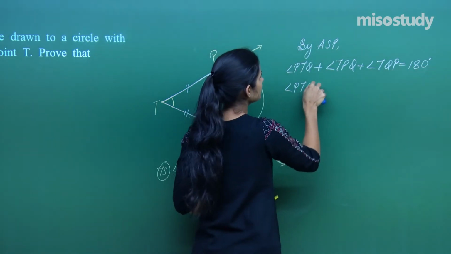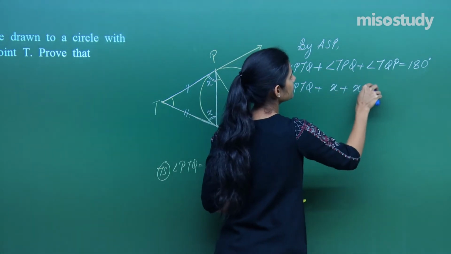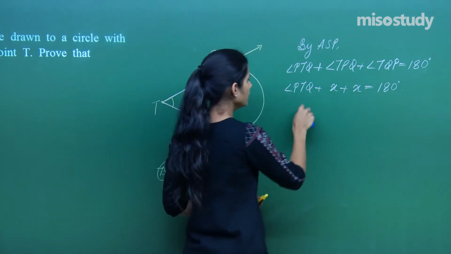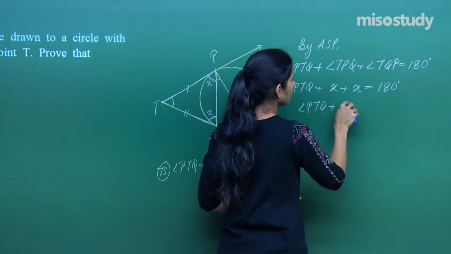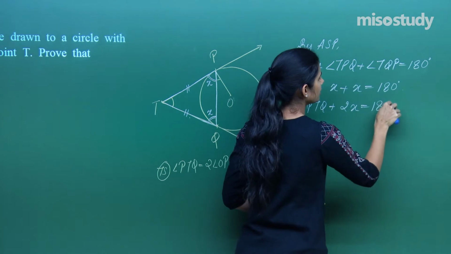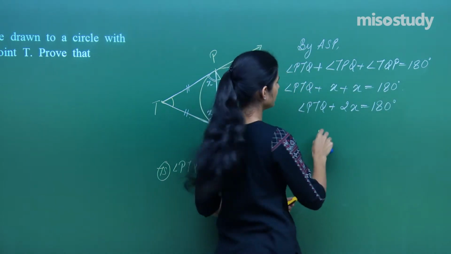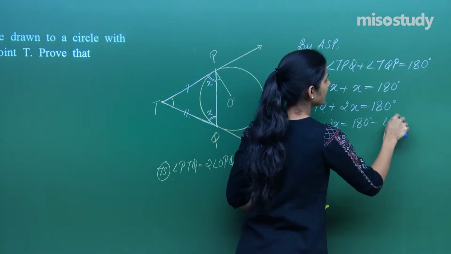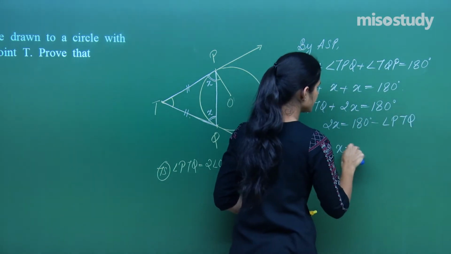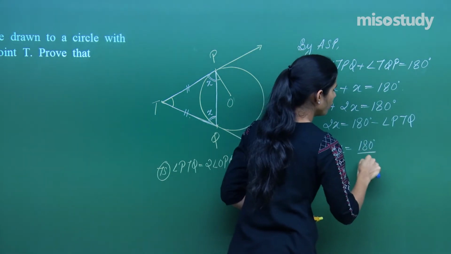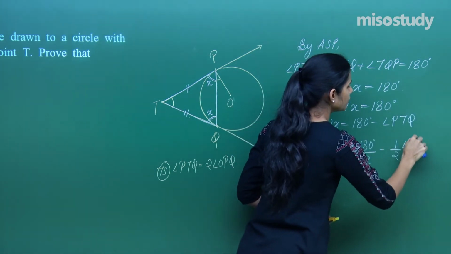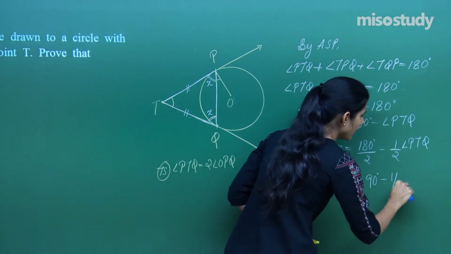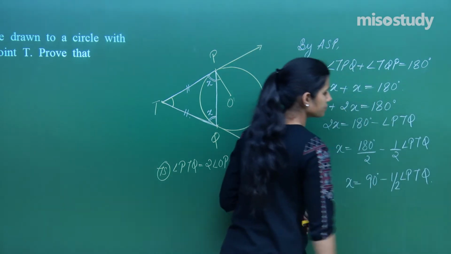plus angle TPQ plus angle TQP is 180. Let this remain as it is. This is x and this is x because both are equal in measure. Angles opposite to equal sides are equal. So you have angle PTQ plus 2x is 180. Right? So what you have? 2x is 180 minus angle PTQ, or x is 180 upon 2 minus angle PTQ upon 2. So x is 90 minus half of angle PTQ.